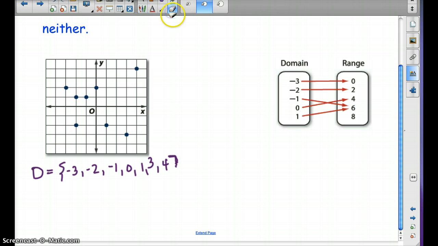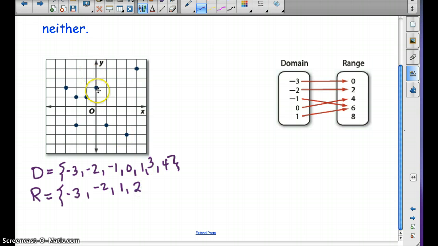Ooh, I'm having trouble here. Okay. And then we list the range. We do the same thing with the range. So it's 0 to, oh, excuse me, I wrote the wrong one. Look at my wrong notes. So it's -3, -2, 1, and 2 are the y's that are used. So you look across here to see what y's are used.